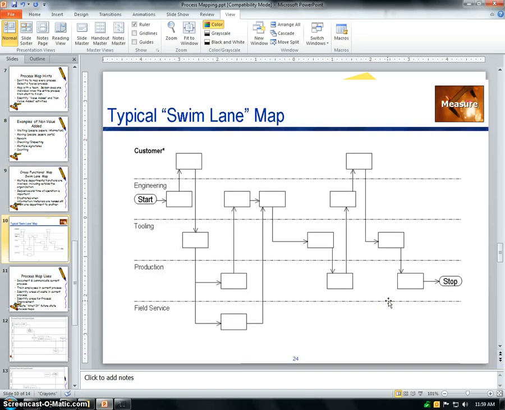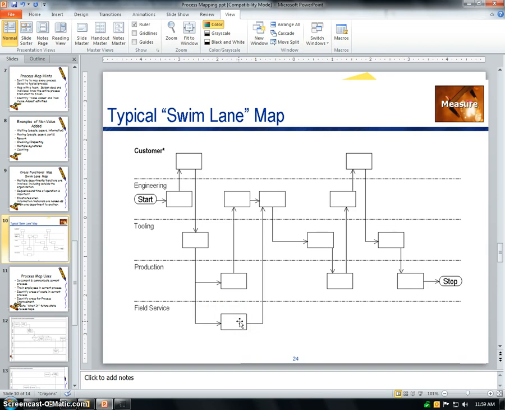So here's one of these typical swim lane maps. Let's see what departments are involved. Looks like the customer is involved. We've got an engineering group; any step on this row is being performed by the engineering group. There's a tooling group that's doing a couple of steps. There's a production group involved, and it looks like they're doing a few steps. There's a field service group involved for one step.